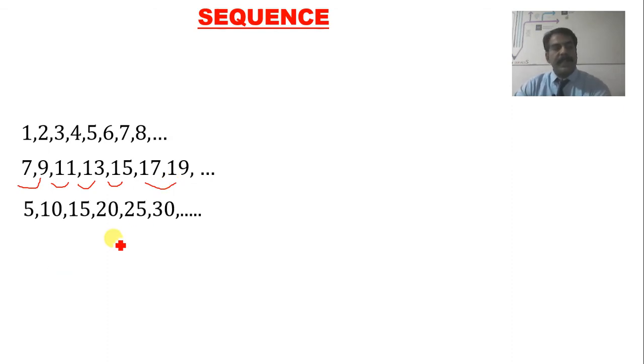Then we can see the next example, 5, 10, 15, 20. We can say that there is a pattern. They all are multiples of 5. They all have a common difference. They differ by a constant value, that is 5.